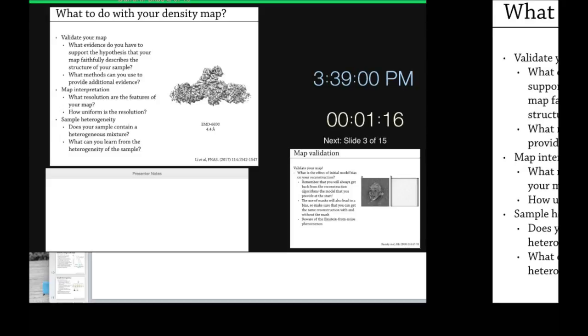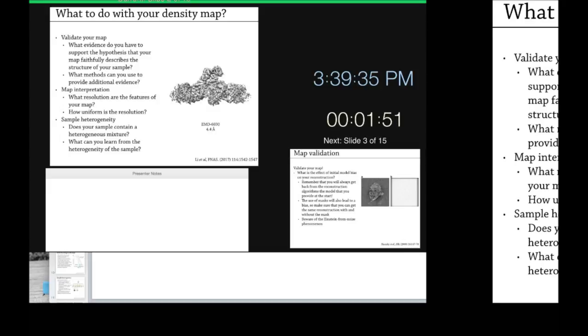Next is, once you now believe that your map does represent the protein that you think you have, how can you interpret it? People always talk about resolution. Resolution is, in many ways, the most important and the least important feature of cryo-EM. More important than the number is, what is the resolution of the features of your map? If you think you have a 4 angstrom map, do you have features that represent that? Do you have side chains? Do you have good separation of your beta strands? And that may not even be global. That may be some region, whereas other regions have much lower resolution.